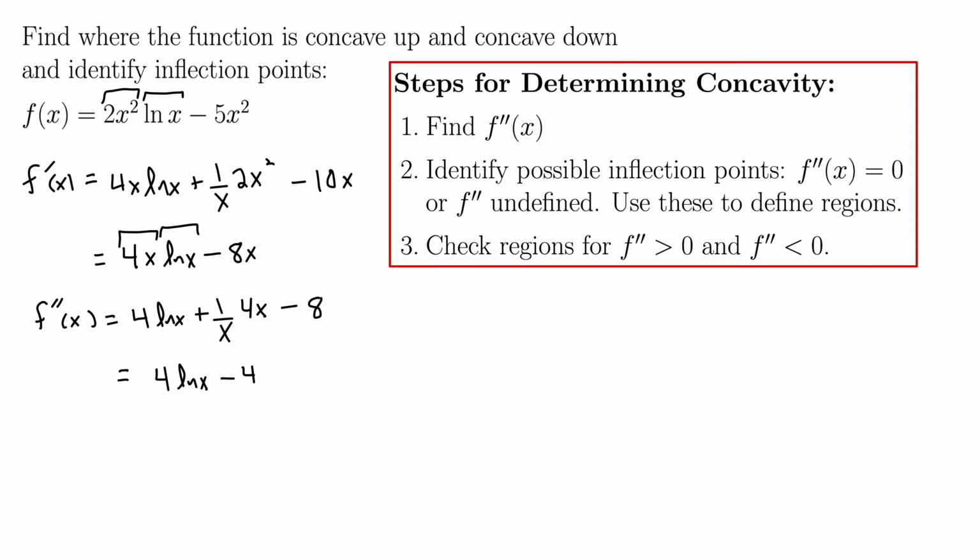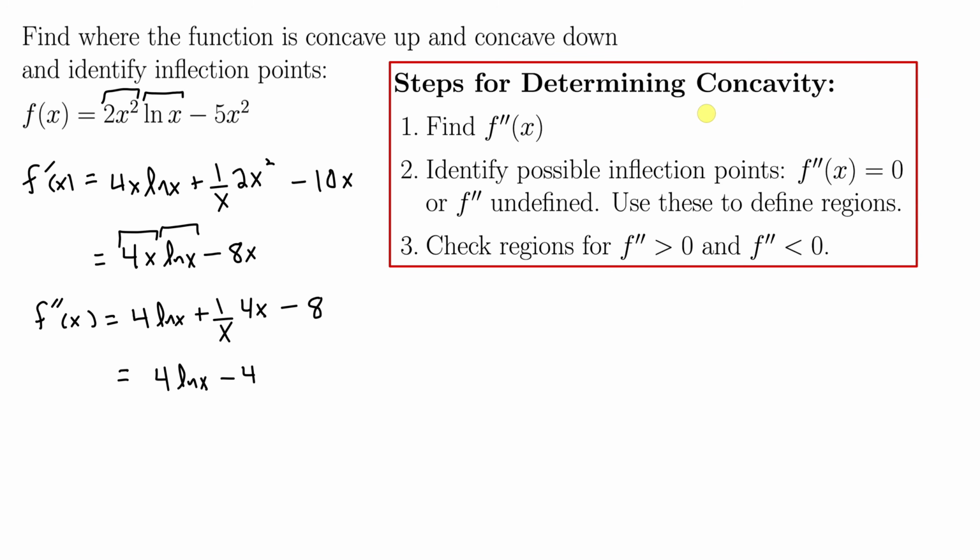Okay, on to step 2. We identify the possible inflection points, and those are the points where the second derivative either equals 0 or it's undefined. And then we'll use those to define our regions, and then we'll check our regions in step 3. Very similar to what we did with increasing and decreasing when we were just looking at the first derivative.